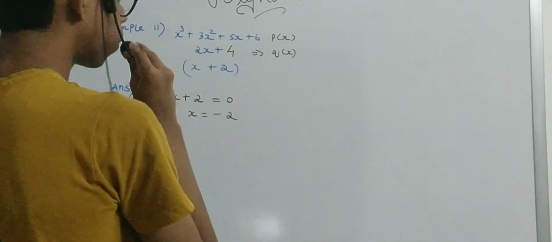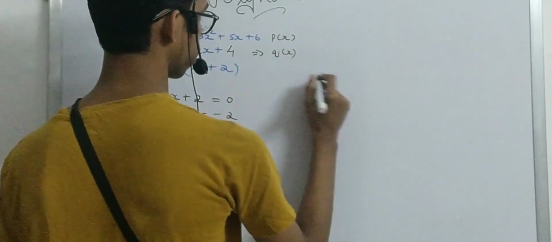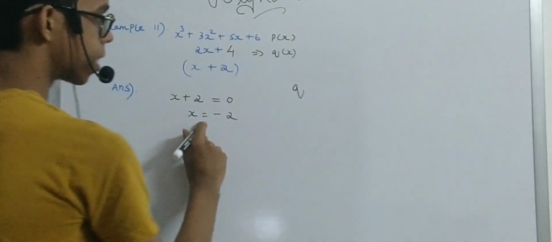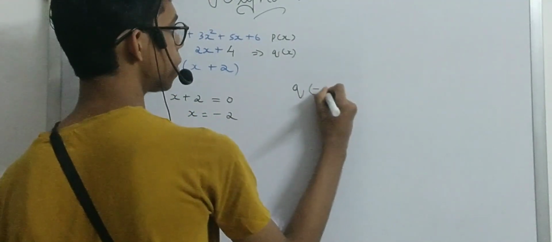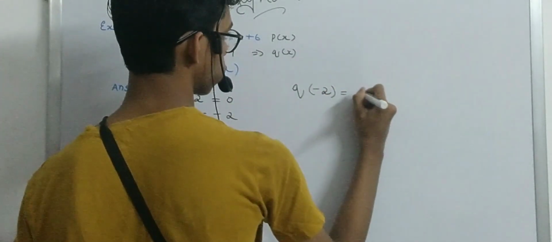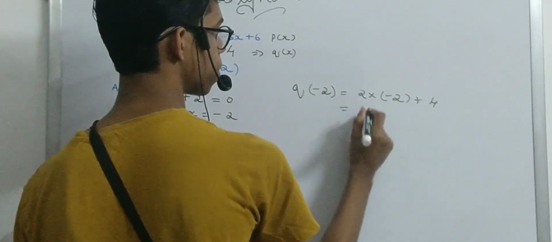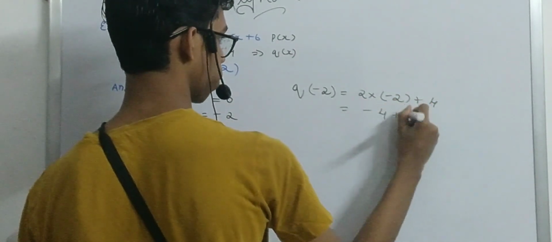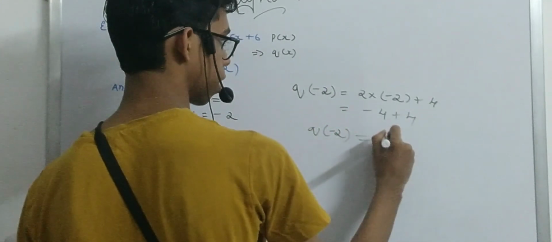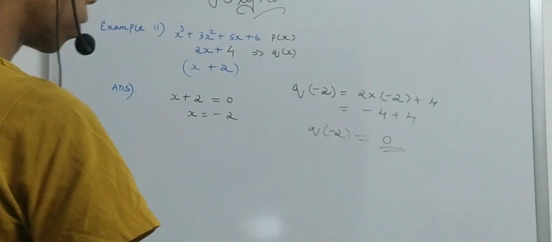Now let's move on to see whether q of x is a factor. Our q of x is equal to 2x plus 4. We got x is equal to minus 2, so we have to find q of minus 2. Substitute in place of x over here: 2 into minus 2 plus 4. So 2 into minus 2 is minus 4, plus 4. We will be getting q of minus 2 is equal to 0.